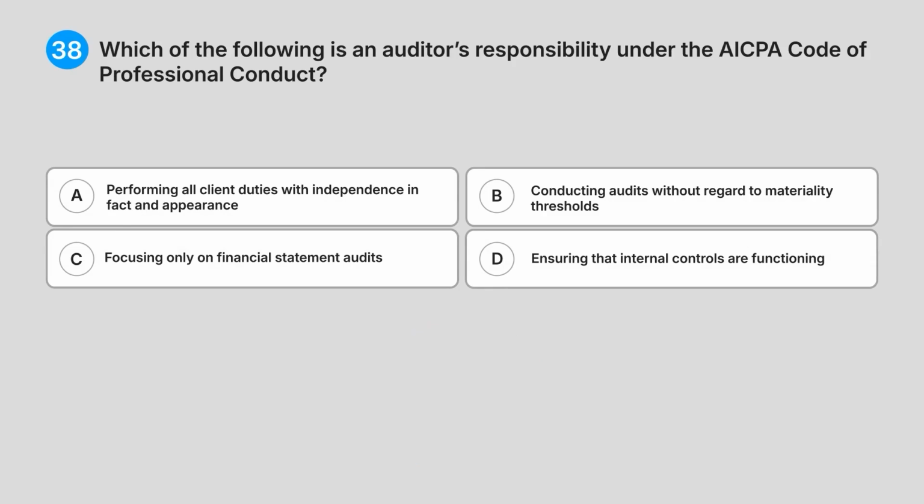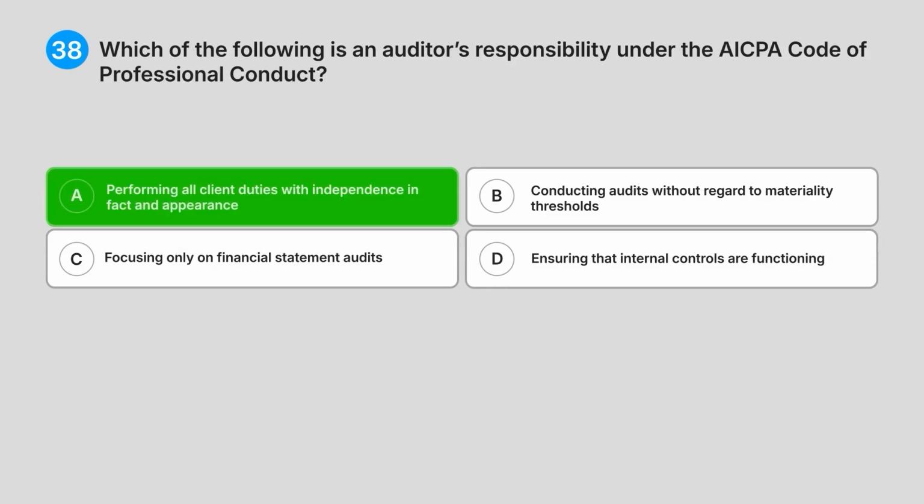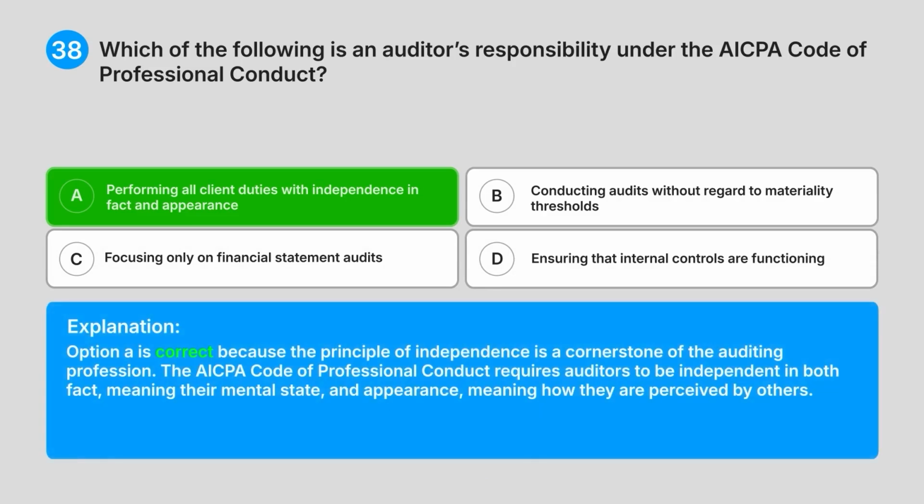Correct answer: A. Performing all client duties with independence in fact and appearance. Explanation: Option A is correct because the principle of independence is a cornerstone of the auditing profession. The AICPA Code of Professional Conduct requires auditors to be independent in both fact, meaning their mental state, and appearance, meaning how they are perceived by others.